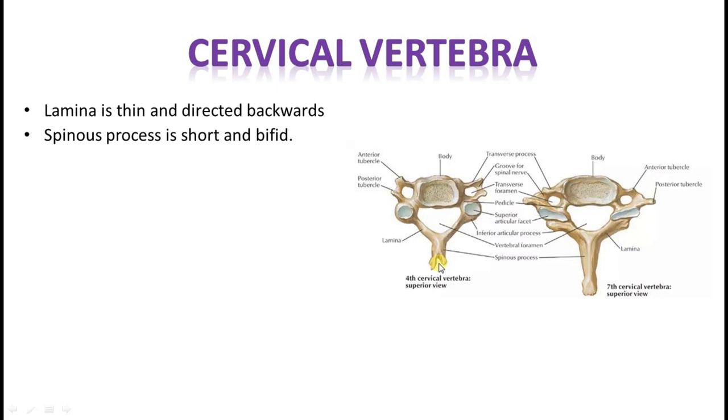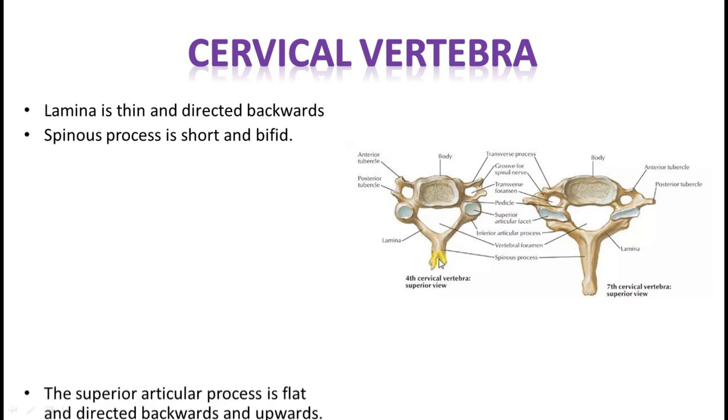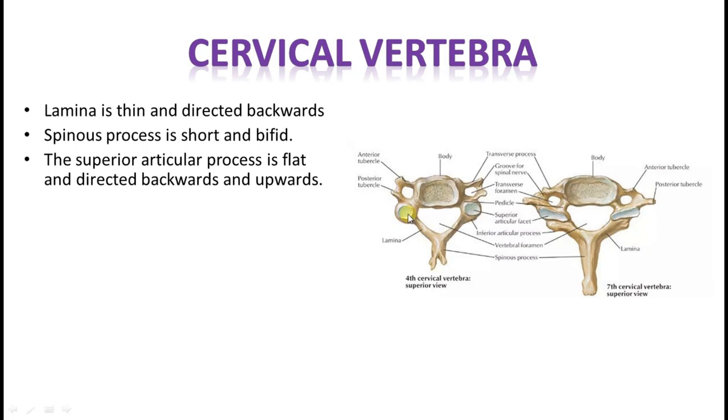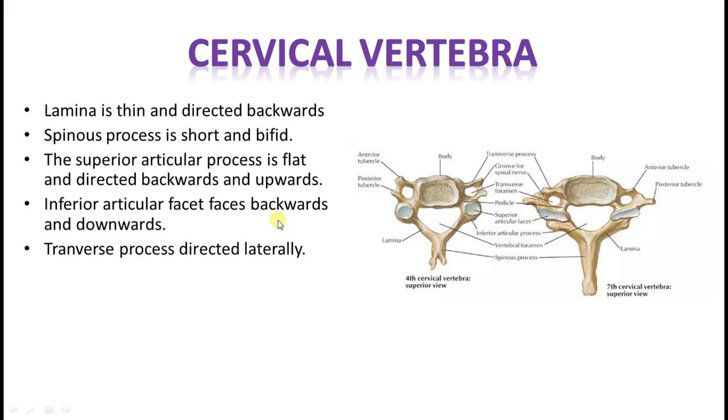Again, a very classical distinguishing feature, an identification feature of the cervical vertebra. The superior articular process is flat and directed backwards and upwards, whereas the inferior articular process is directed forwards and downwards. So both are reciprocal to each other, the superior articular facets and the inferior articular facets.